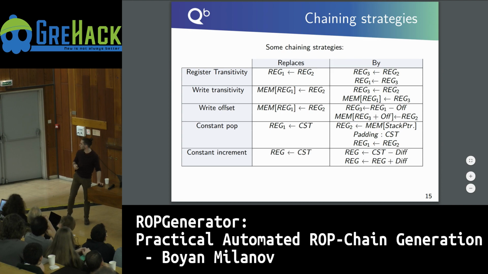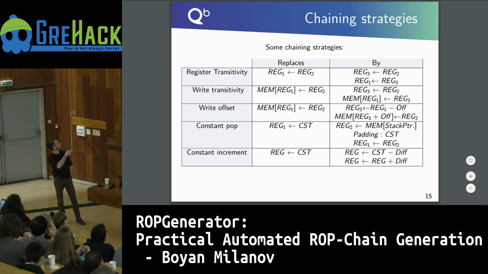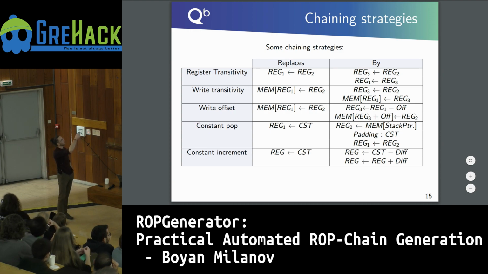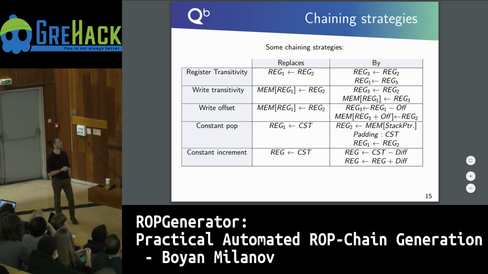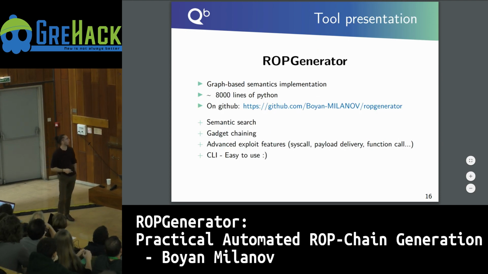I finish? Yeah? Okay. So I will very, very briefly mention the chaining strategies that I have. We can come back to it for the questions. I don't want to spend too much time on it, but basically on the left you have all the basic semantic queries that you can do, and on the right you have how I emulate them by chaining different gadgets. So I'll skip this part, sorry, because I don't have much time, but we can come back to it later.